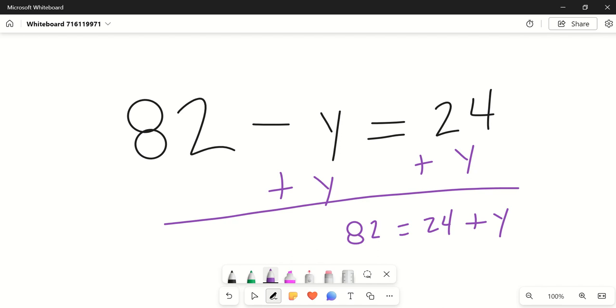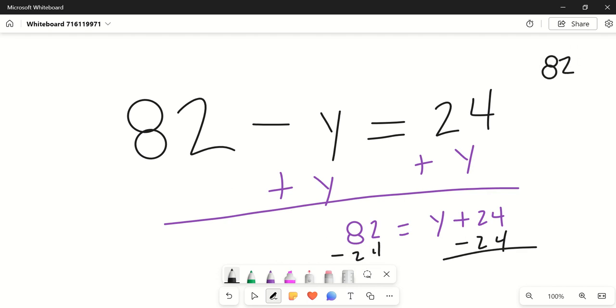Remember, yes, 24 is being added to y, but remember, what property states that I can switch them up? Ladies and gentlemen? Commutative property. So this is the same thing as writing it as y plus 24. So now y is having something done to it. And I subtract 24 from both sides. Y will equal whatever 82 minus 24 is.